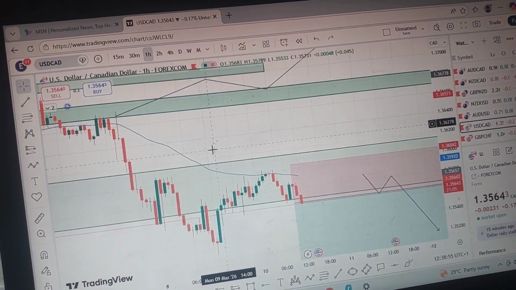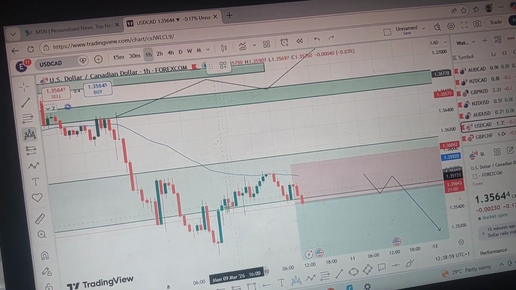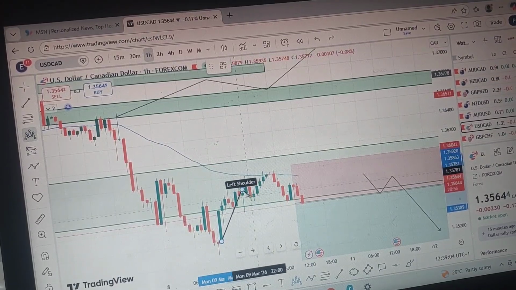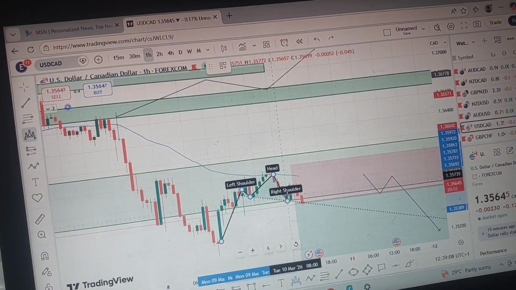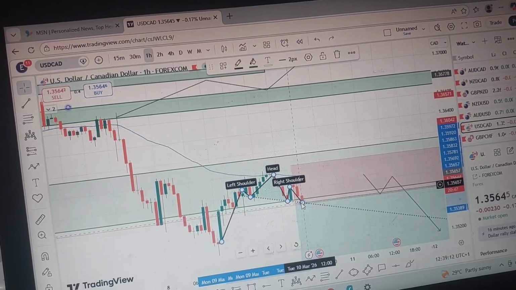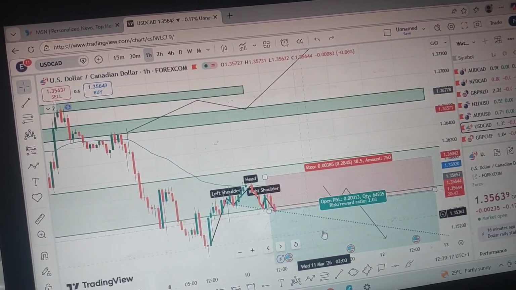Oh, whoa! I can see a head and shoulder pattern. See, left shoulder, head.